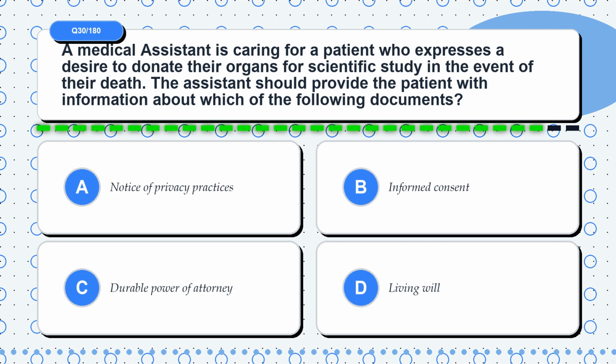Question 30. A medical assistant is caring for a patient who expresses a desire to donate their organs for scientific study in the event of their death. The assistant should provide the patient with information about which of the following documents. Here are the options. Option A, Notice of Privacy Practices. Option B, informed consent. Option C, Durable Power of Attorney. Option D, Living Will.